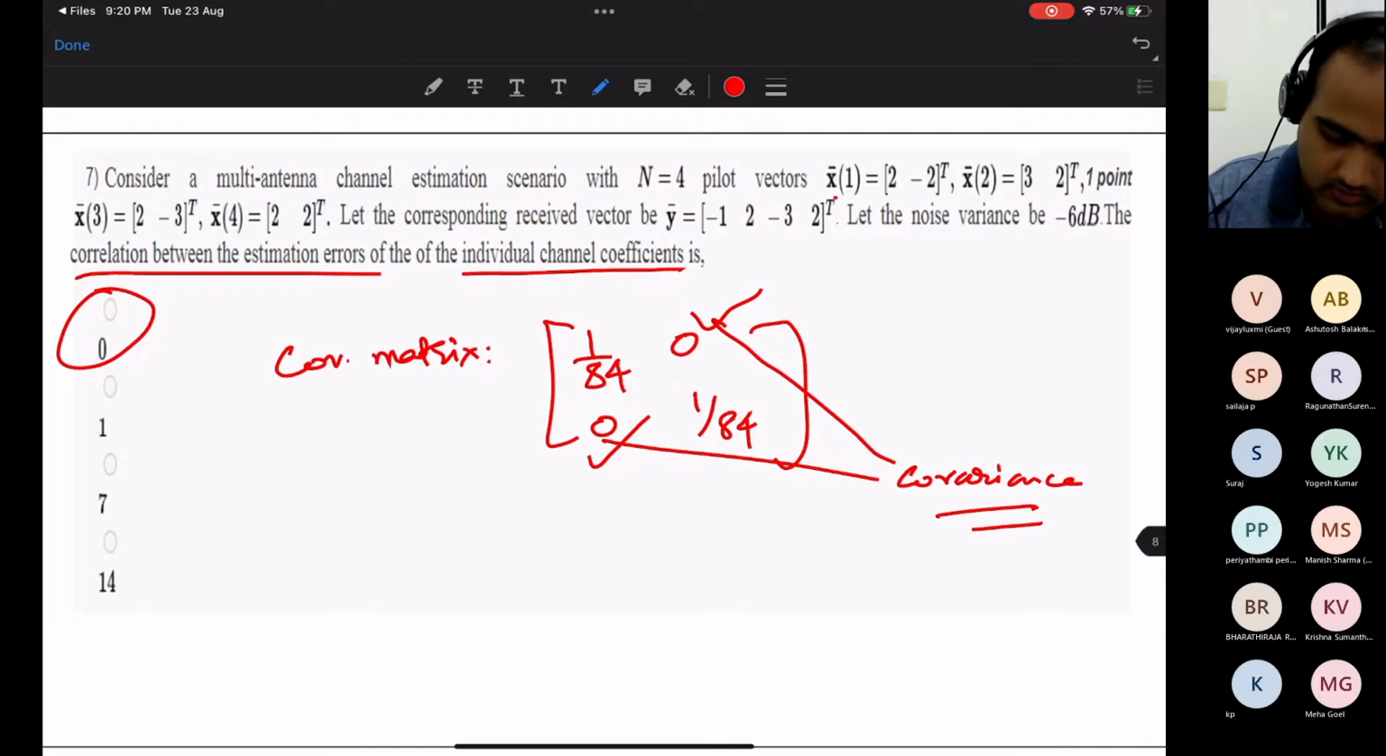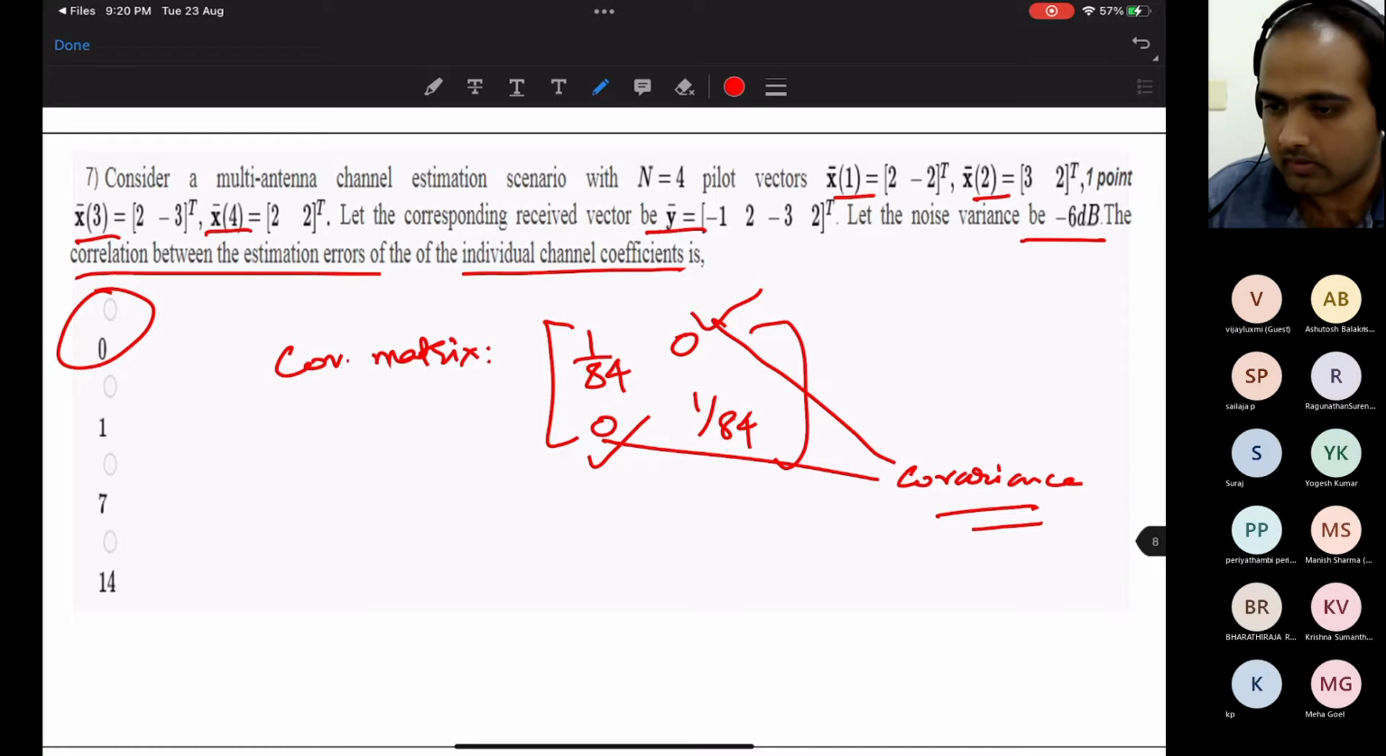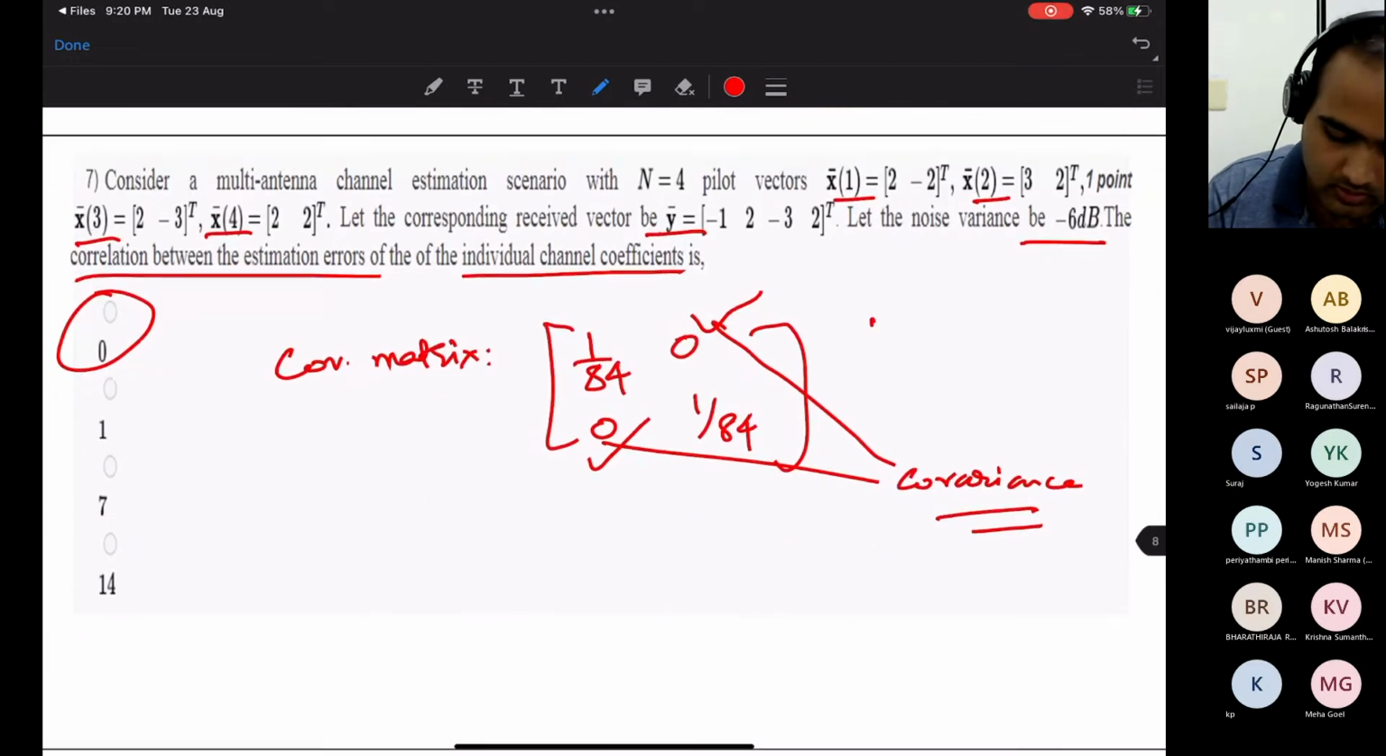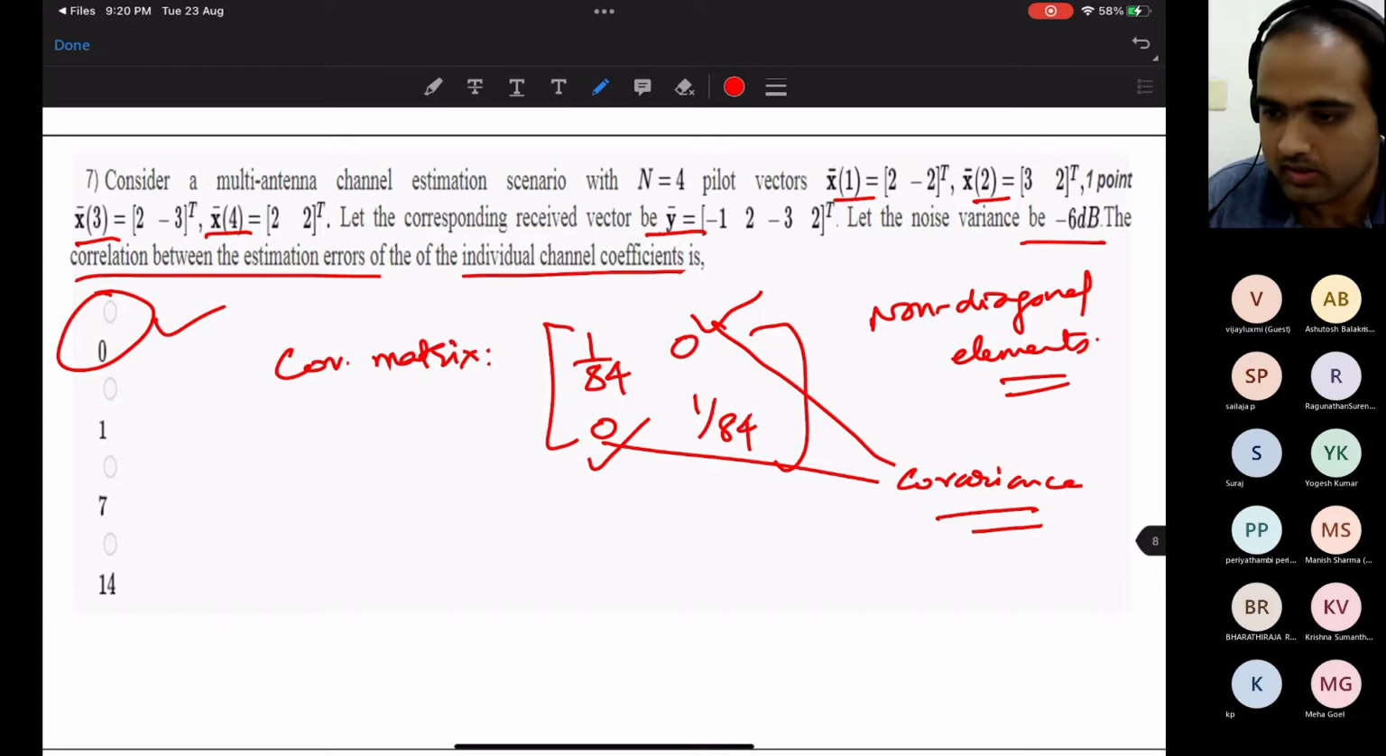So this is still the same signal model, X1, X2, X3, X4. Y is also the same, the noise dB is given. And what is the correlation between the channels? That is what has been asked. And as we discussed here, the correlation is the non-diagonal elements. And these are 0 in this case, so the answer is 0.